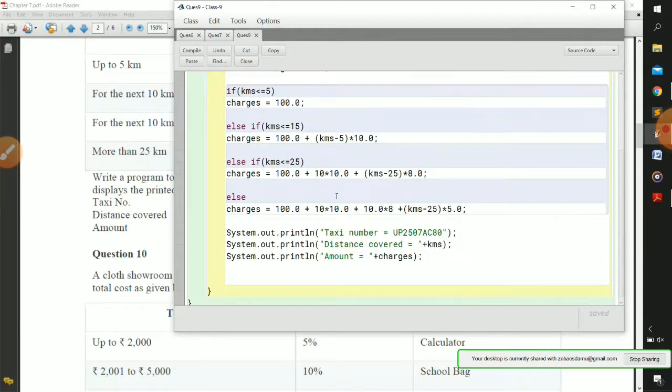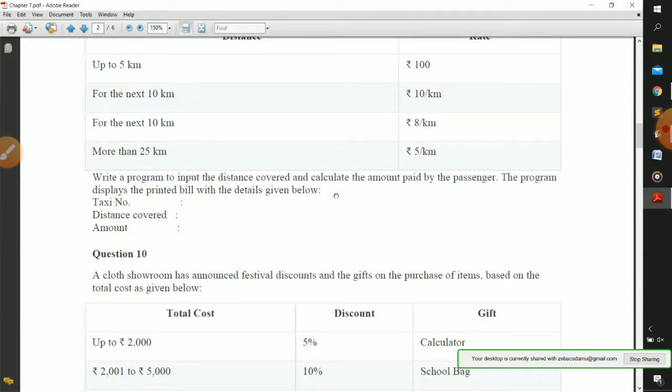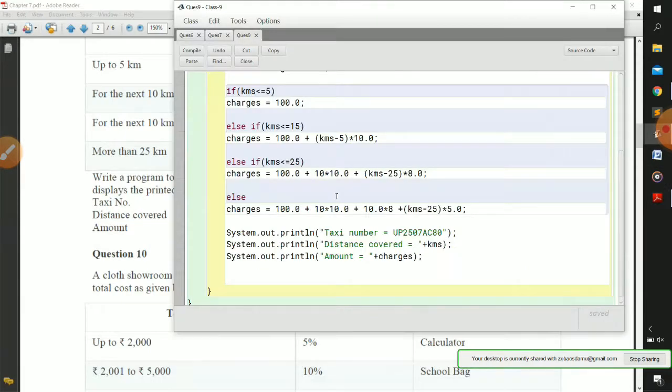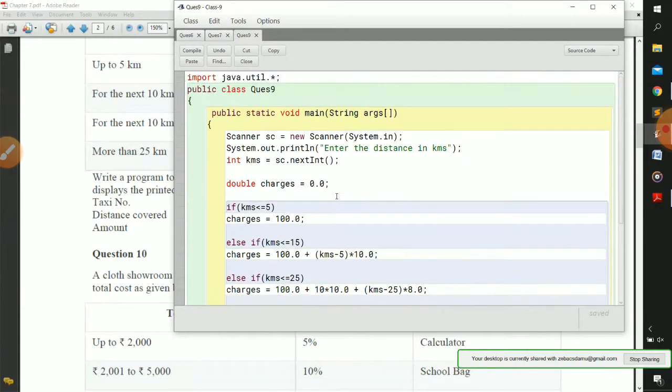So I hope you understood how we have written this charges equation, right? See over here, whenever in the question it is given for the next 10, it means every next row is related to every previous row, so we need to take the previous value into concern. We cannot take this 10 into 10 only. This situation we cannot take. We also have to handle the previous situation. So that is why in questions like this you have to focus on the previous values as well. Okay, so now I hope you understood this question.